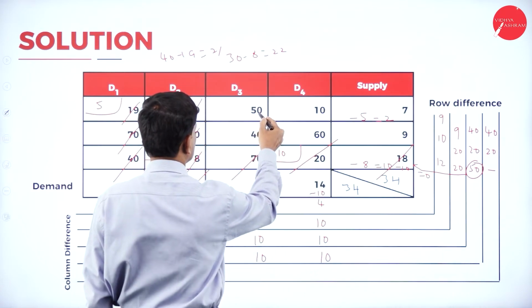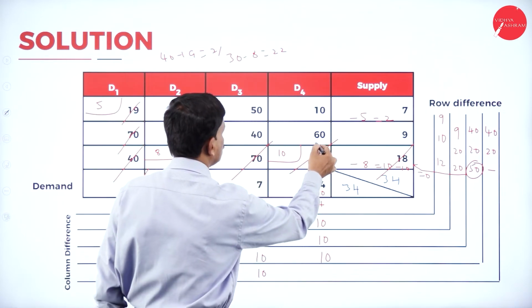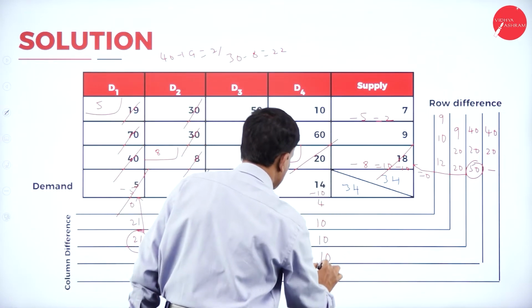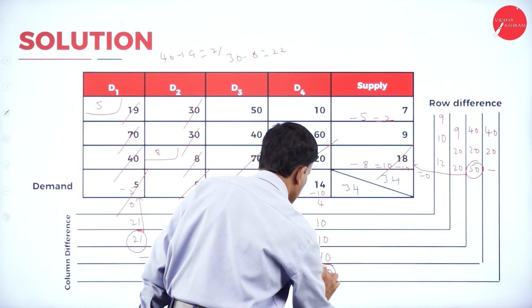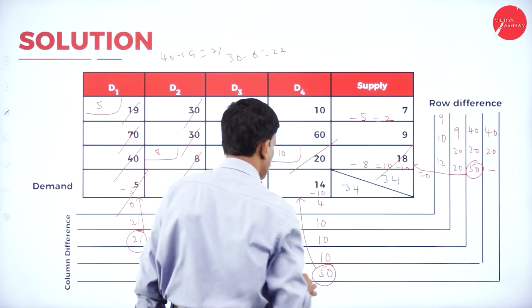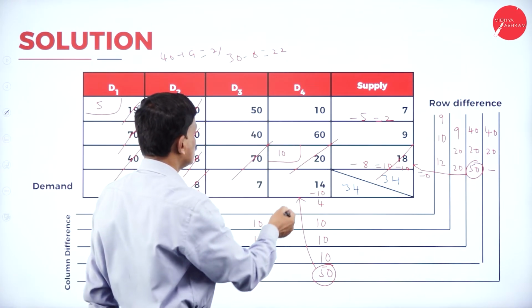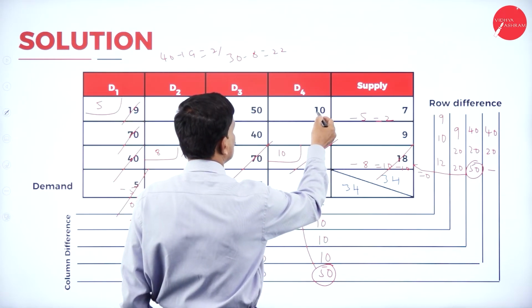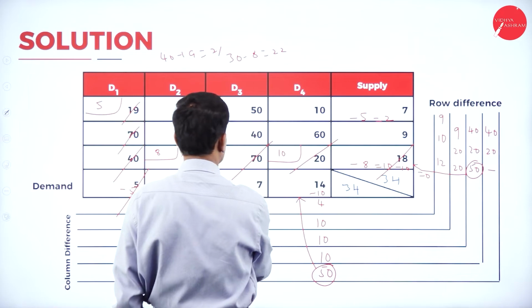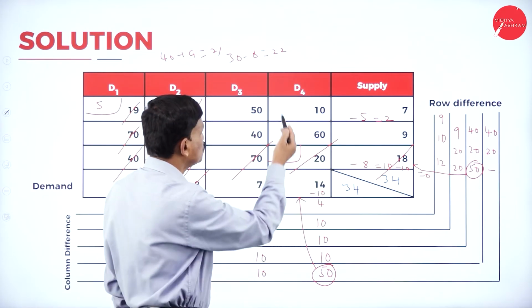The difference between these two, 40 and 50, is 10. Again, the difference between 60 and 10 is 50. Now, what is the maximum value? The 50 is the maximum value, corresponding to D4. Now in D4, which is here, just identify the least value. What is the least value? 10. Corresponding to 10, what is the demand and supply? Demand is 10. The maximum penalty is 50 corresponding to D4.